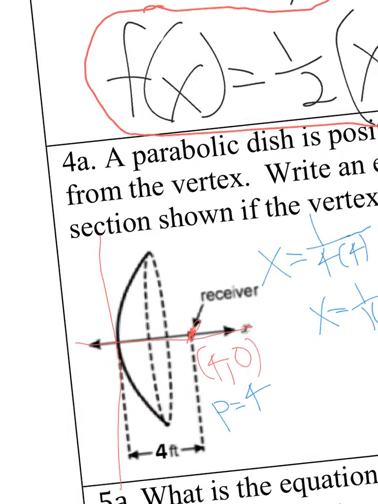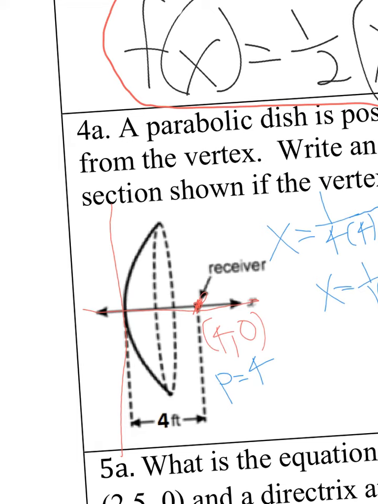So what I did here with these red lines is I poorly drew my axes, like this is my y-axis, that's my x-axis. And so if this is 4 feet out, then I wrote it as a coordinate 4, 0. And so that would be your focus. Okay, your focus would be at 4, 0. So that means p equals 4.